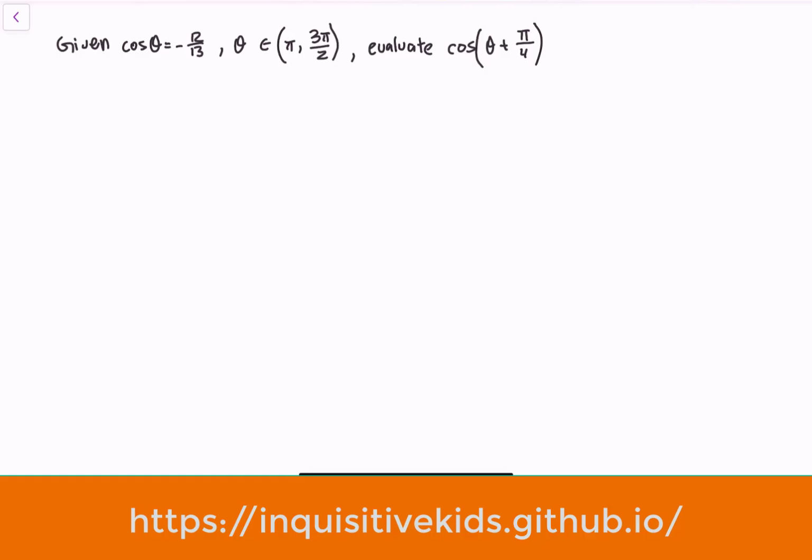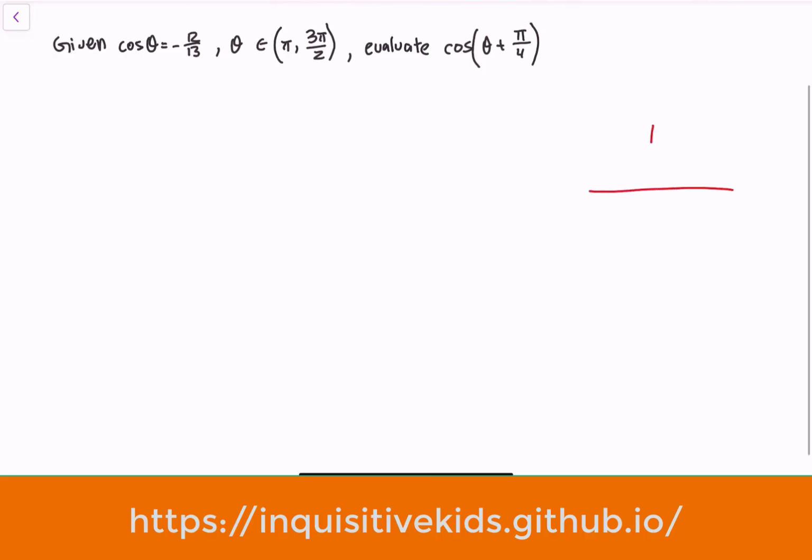We're given that cosine of theta is equal to negative 12 over 13. And this angle theta is from pi, which is 180 degrees, to 3 pi over 2, which is 270 degrees. This means if we're looking at the coordinate plane, the edge of the angle theta lies in this third quadrant. We are told to evaluate the cosine of theta plus pi over 4, which is the same thing as theta plus 45 degrees.